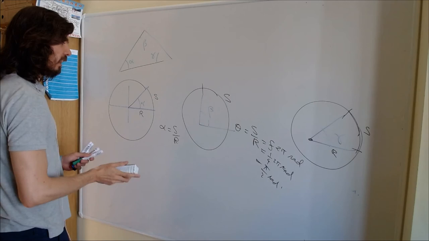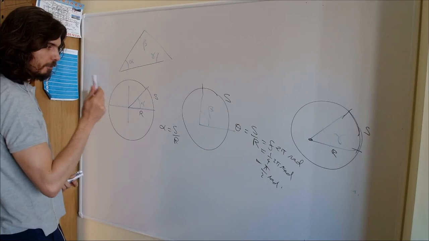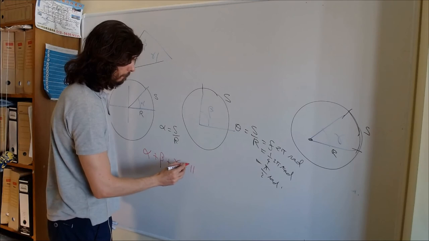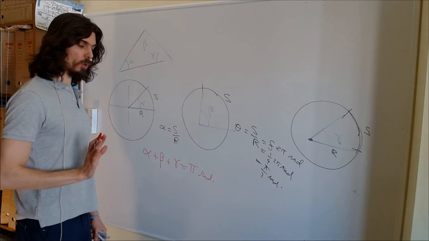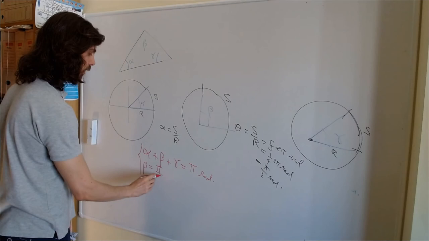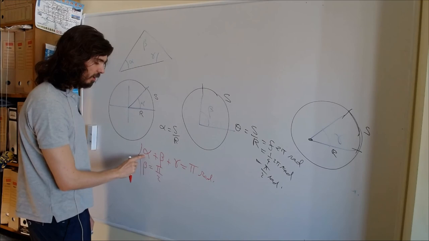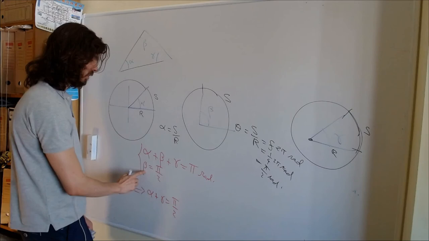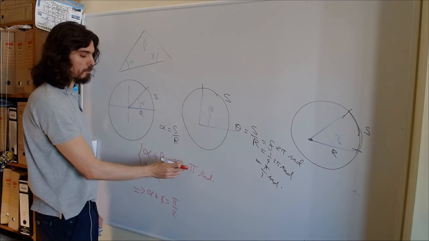Now, what can we say about these angles? It's a fact that the sum of all angles, alpha plus beta plus gamma, must be pi radians. Okay? This we know for all triangles. But you can say more in this situation. You know that beta in this case is pi over 2. So what can we say about alpha and gamma? Well, this formula implies that alpha plus gamma must be pi over 2. You just substitute, bring it to the other side, you get a minus. So pi minus pi over 2 is pi over 2.